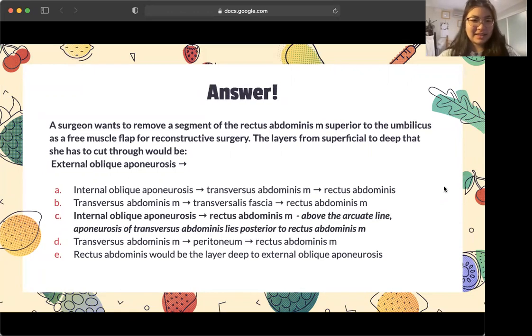Awesome. Thanks so much, guys. Yeah, so it is going to be C. And again, we don't really have to go through this again, but just refer back to those diagrams. Really useful to visualize what's happening.